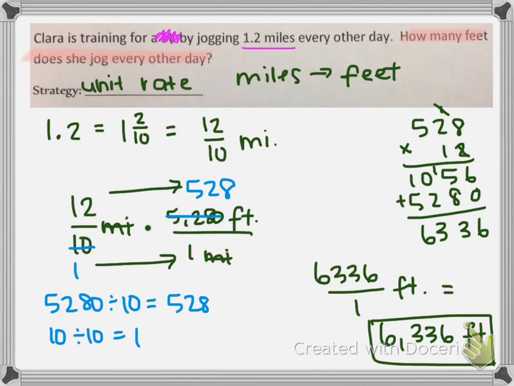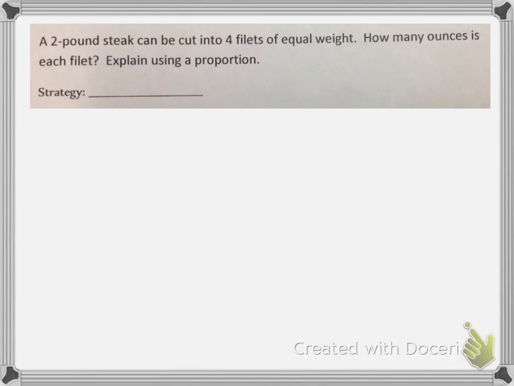So 1 2/10 miles is equivalent to 6,336 feet. Let's try one final problem. A 2-pound steak can be cut into 4 fillets of equal weight. How many ounces is each fillet?